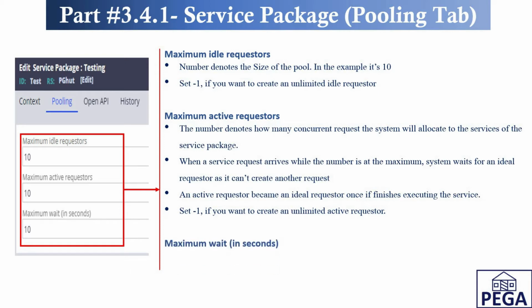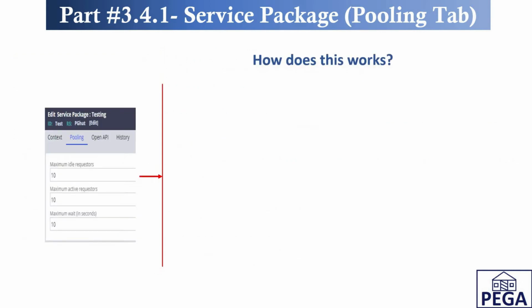Now let's understand the maximum wait time. Basically it is the time in seconds for the system to wait to assign a requester when a service request arrives. If the ideal pool size is 0, it has to wait for that particular time, so that once an active requester becomes ideal, it will pick the request and go. So this is the theoretical part.